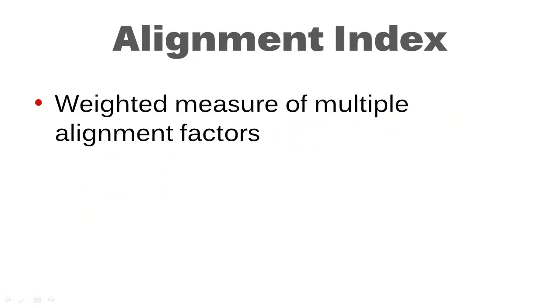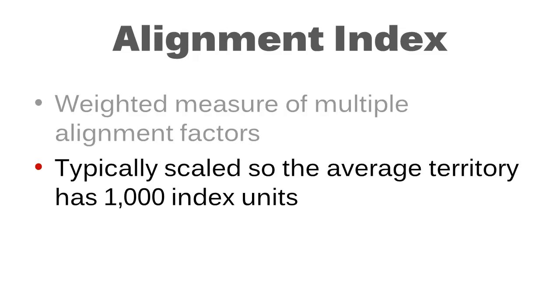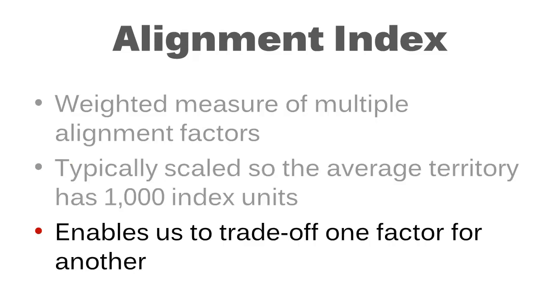So just to recap, the alignment index is a weighted measure of multiple alignment factors. So you'd calculate an alignment index for a zip code or a postcode made up of the factors for that zip code or postcode, and then you'd sum them to the territory level. That's how it works. Typically, you scale it so the average territory has 1,000 index units. And as we said in the previous tutorial, it enables us to trade off one factor for another.